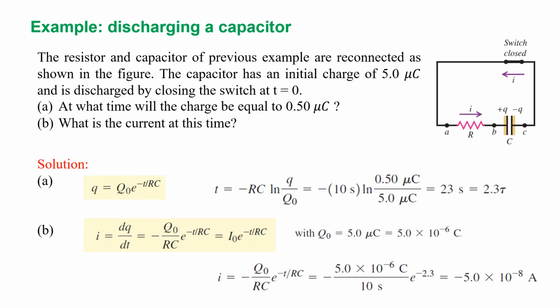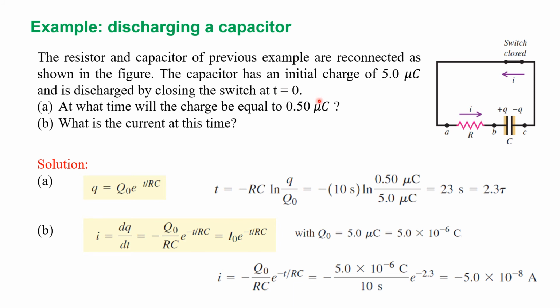Let's have another example. We use the same resistor and capacitor of the previous example that are connected as shown in the figure. This time, the capacitor has an initial charge of 5 microcoulombs, and this is discharged by closing the switch at time equals 0. At what time will the charge be equal to 0.50 microcoulombs? And what is the current at this time?